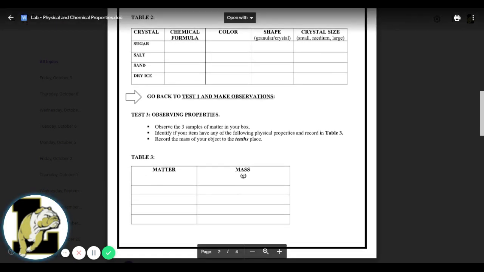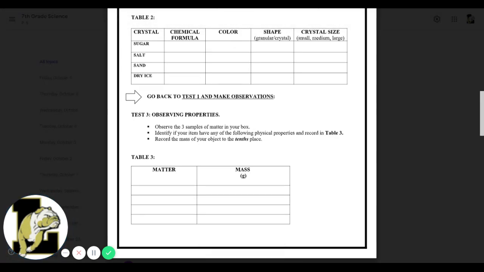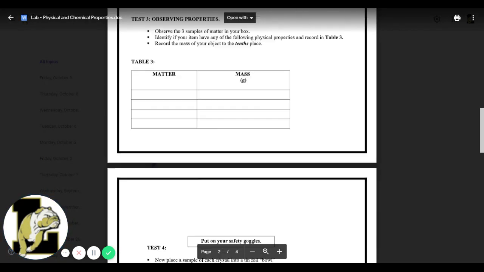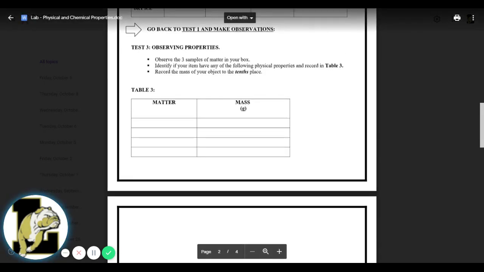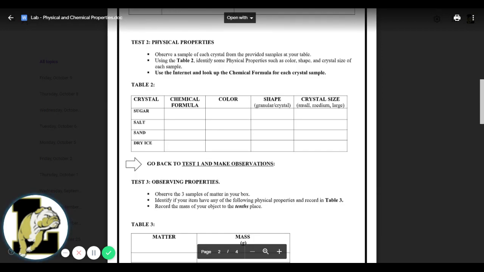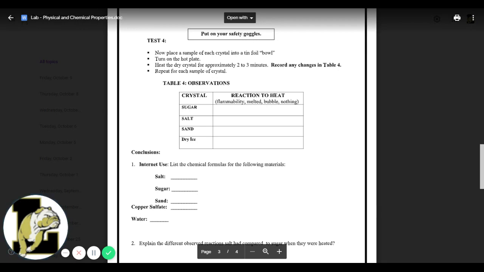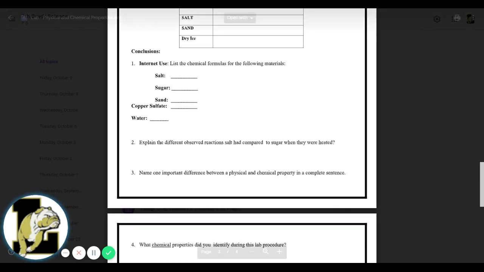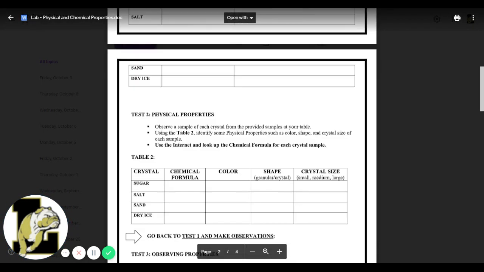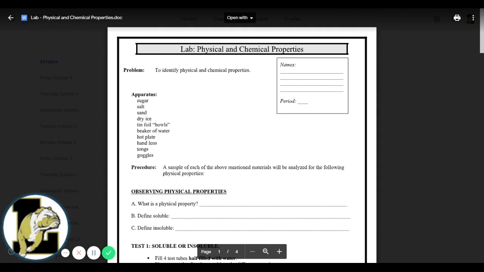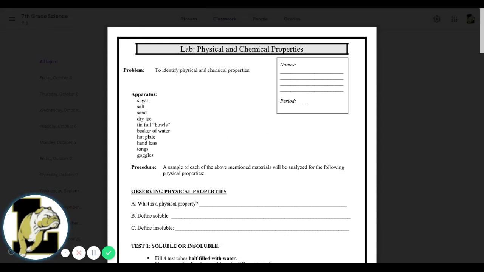Okay. Next, after that, they're going to take the mass of each of their different samples here for, of course, sugar, salt, sand, and dry ice. And lastly, they're going to heat it up and see what happens, and they're going to answer these questions. Again, I just wanted you to realize that this is what we are going to be completing.